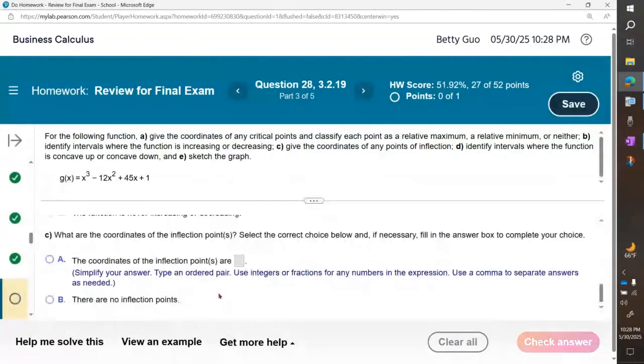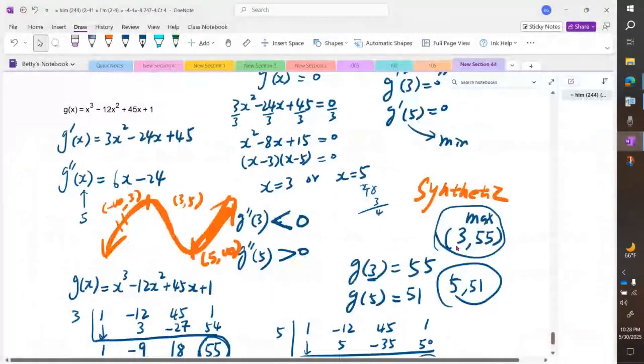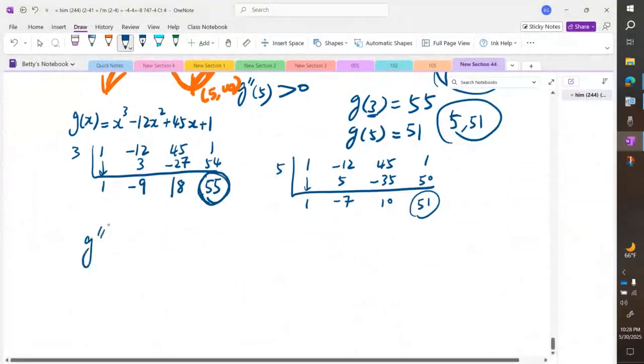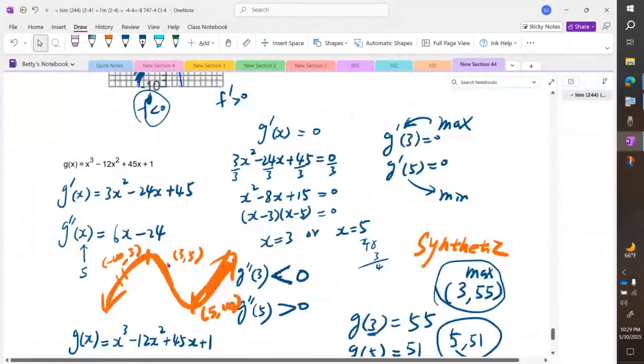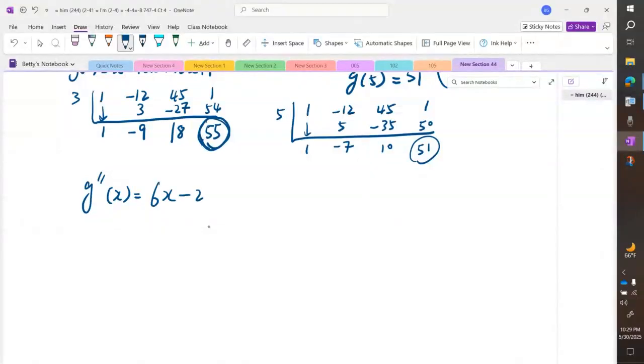Part C. What are the coordinates of the inflection point? The point of inflection. Select the correct choice below. Okay. We do have the second derivative found, right? Let me rewrite that here. g double prime of x equals 6x minus 24.